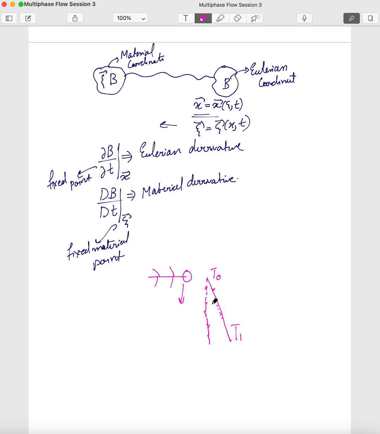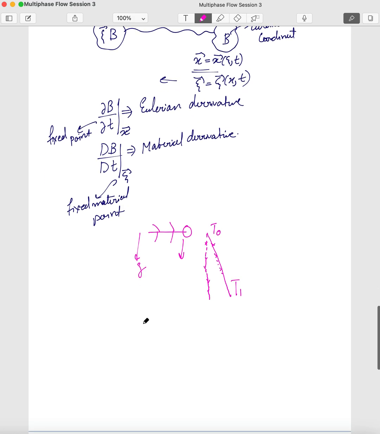The temperature is not changing with time, but as the person is coming down, he feels the change in the temperature in the z direction. It means that the Eulerian derivative is 0, but the Lagrangian derivative is non-zero. If I have to find dT by dt, it should not be 0, and that should be equal to minus u, that is the velocity of the person, times dT by dz.